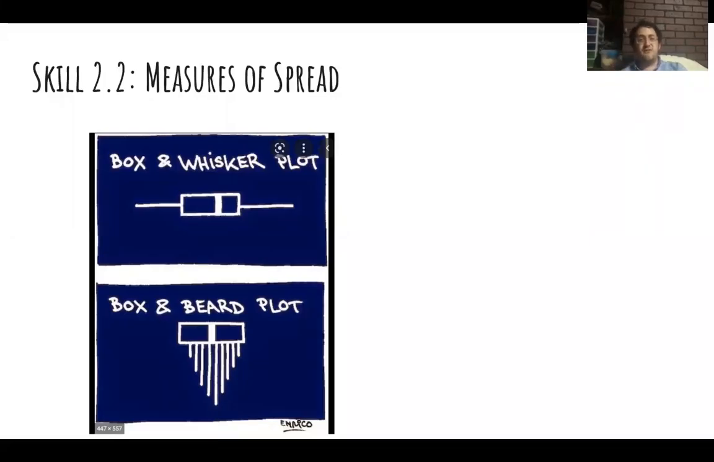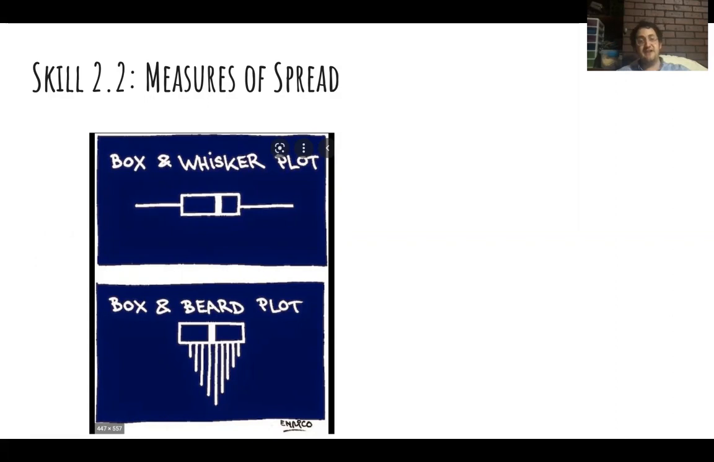Hello, we are going to be doing skill 2.2, which is the measures of how spread out the data is. So we don't only care about what the measures of the center is, but we also care about the things that are away from the center. And there's some very nice visualizations that we have.